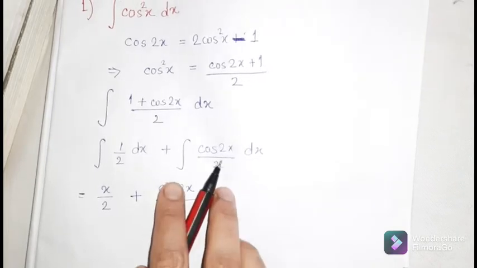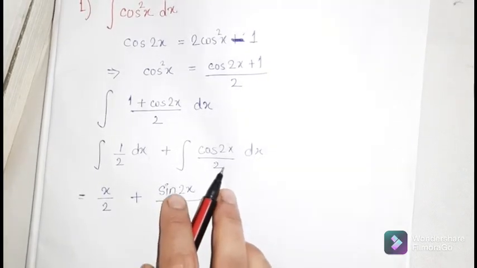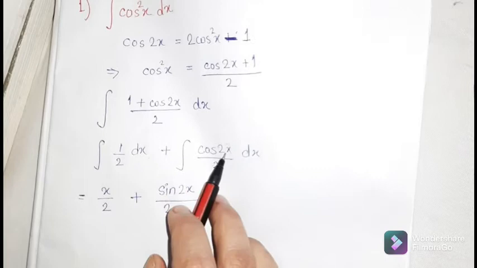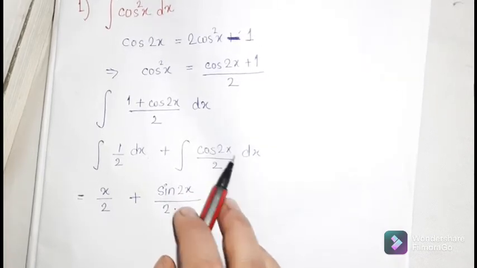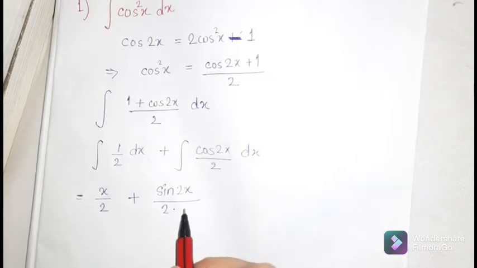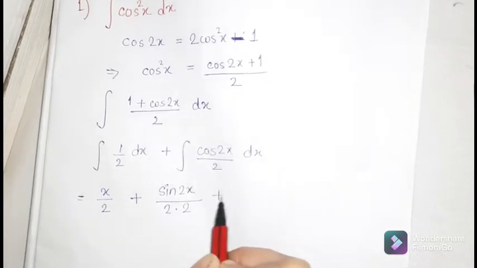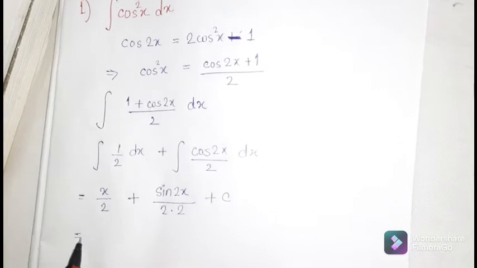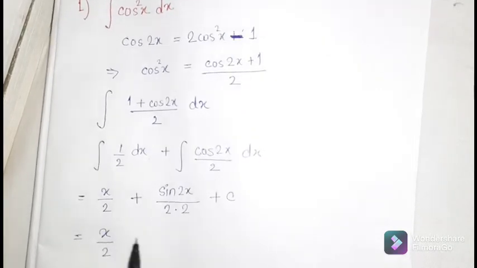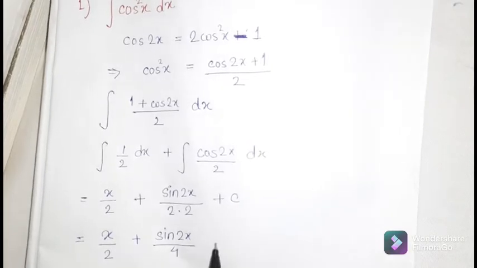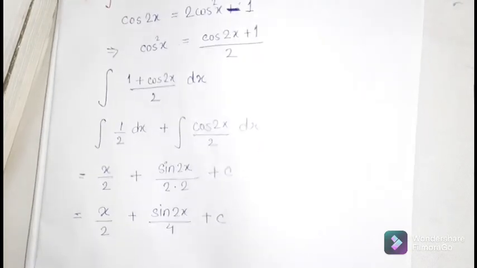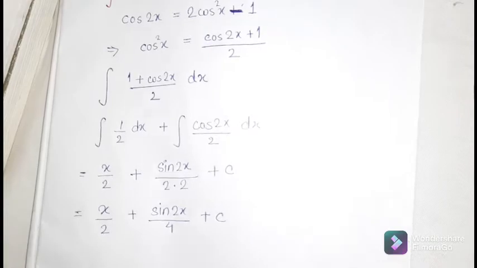Here theta is also a function of x, so you have to differentiate it. By differentiating 2x with respect to x you will get 2, and that 2 you have to write in the denominator, plus c. So ultimately our final result will be x by 2 plus sine 2x by 4 plus c. Okay, so this is the final result.